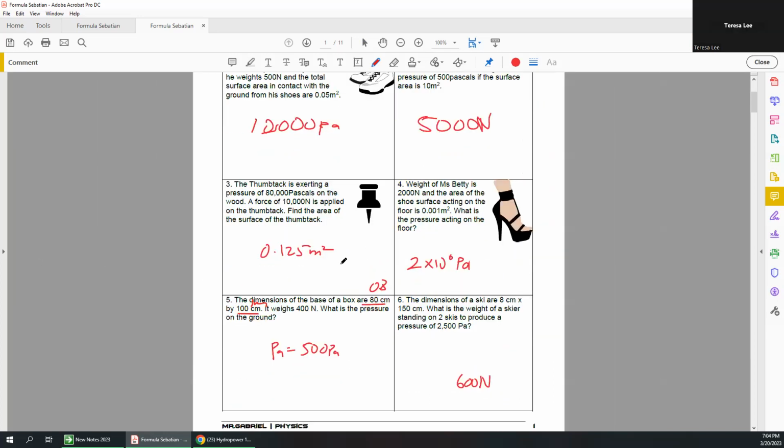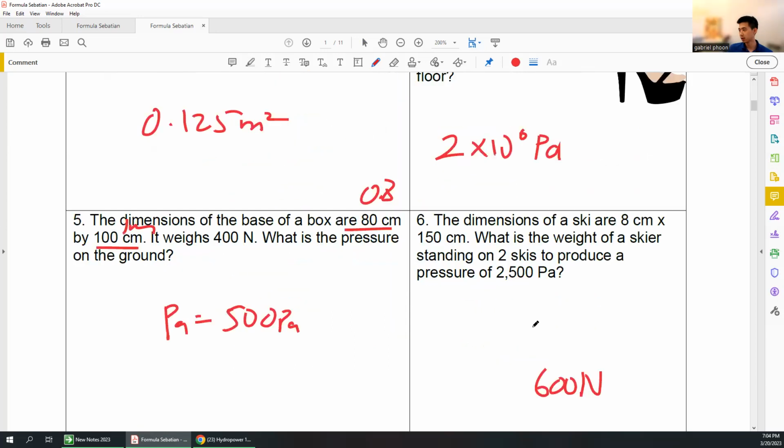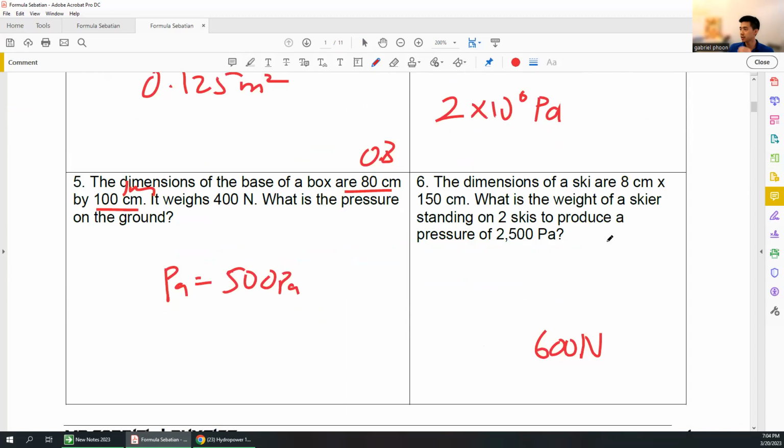Can you explain the last question? The last one here. The dimensions of the skis are 8 cm and 150 cm. What is the weight of the skier? Weight is a form of force also, because weight and force are both measured in newtons. Standing on 2 skis to produce a pressure of this amount. Right. So there's 2 skis that produce this amount of pressure.